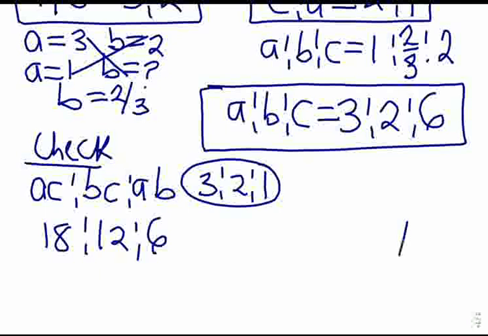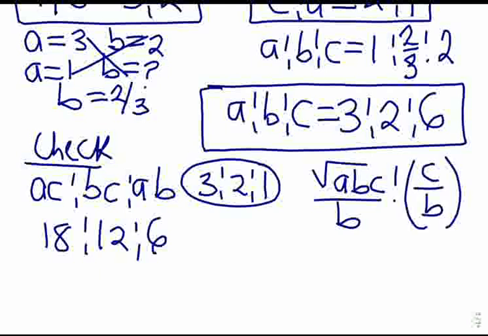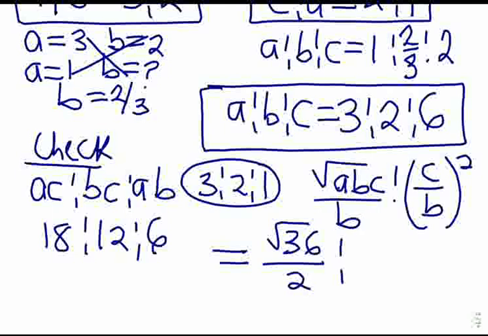So now, very importantly, we're asked to find what? In the original question, we are asked to find the ratio of the square root of ABC over B to C over B all squared. So that means I'm going to slot in those values. A times B times C from here is 3 times 2 times 6, which is 36. The value of B is 2. The value of C is 6. The value of B is 2 again, all squared.